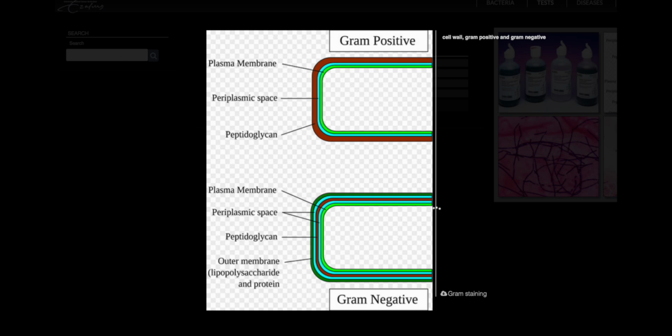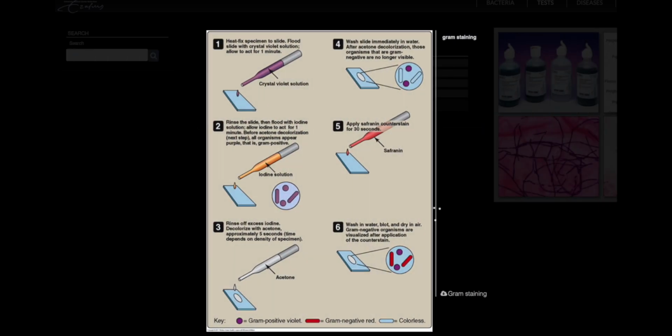Hans Christian Gram, a Danish scientist, developed this technique in 1884 while working in Berlin. Interestingly, his initial goal was not to differentiate bacteria but to enhance their visibility in lung tissue sections. His discovery revolutionized microbiology, providing a simple yet powerful tool for bacterial classification and identification.